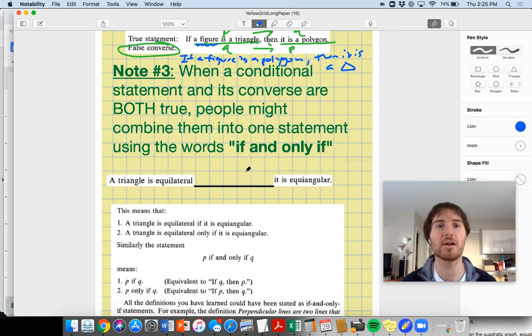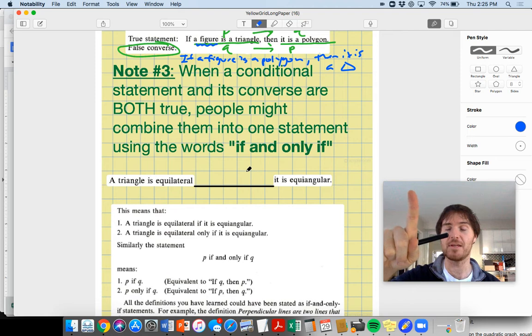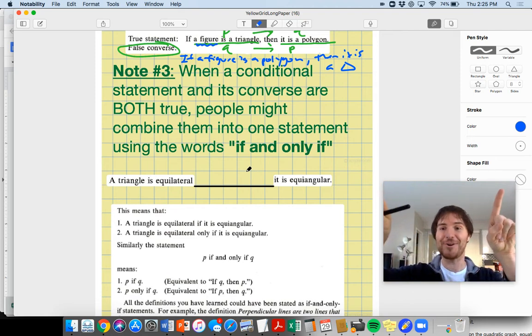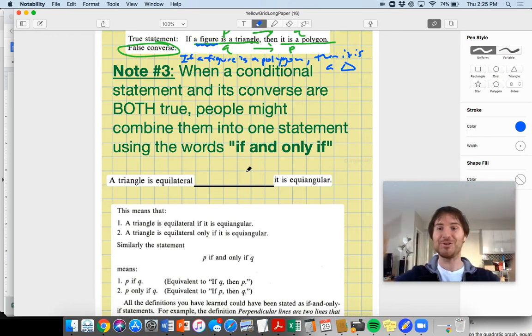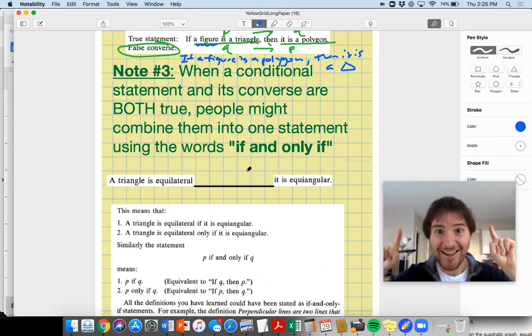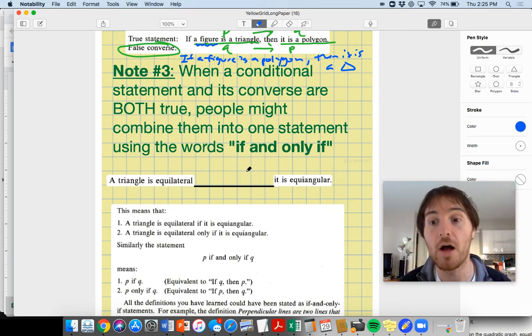Note number 3, when a conditional statement and its converse are both true, people might combine them into only one statement using the words if and only if. So we've already talked about the conditional statements. What's the word for if you reverse the hypothesis and the conclusion? That's called the what statement? The converse statement.